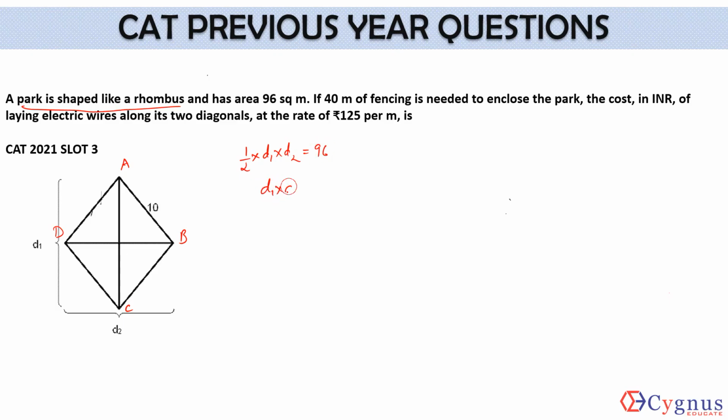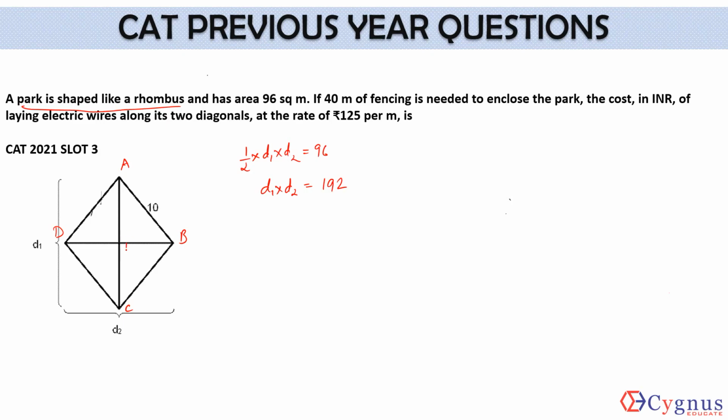So what is D1 into D2? 96 into 2, that is 192. If 40 meter of fencing is needed to enclose the park, then the cost of laying electric wires along its two diagonals is what? Two diagonals, that means I'm looking for D1 plus D2. I'm looking for what? D1 plus D2.